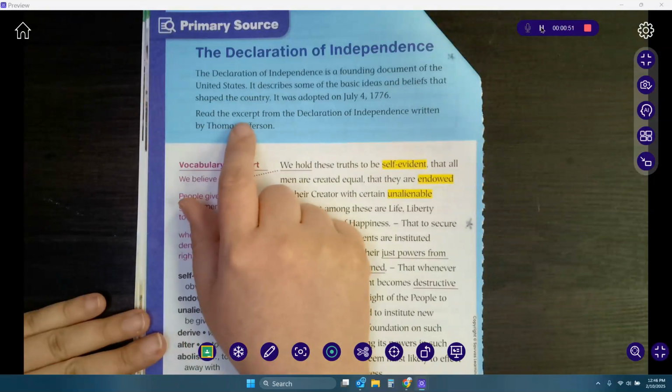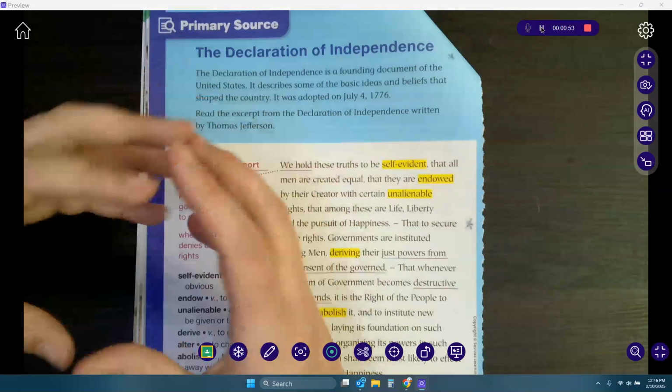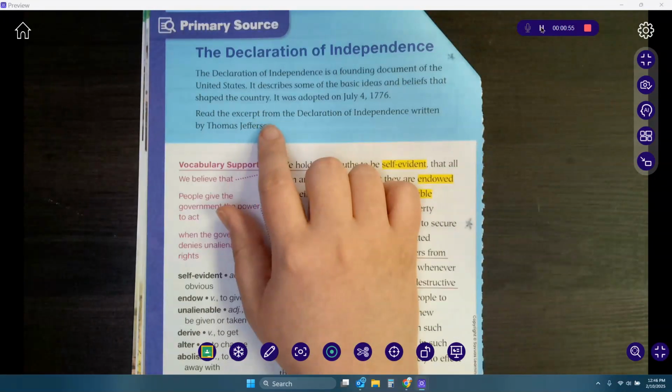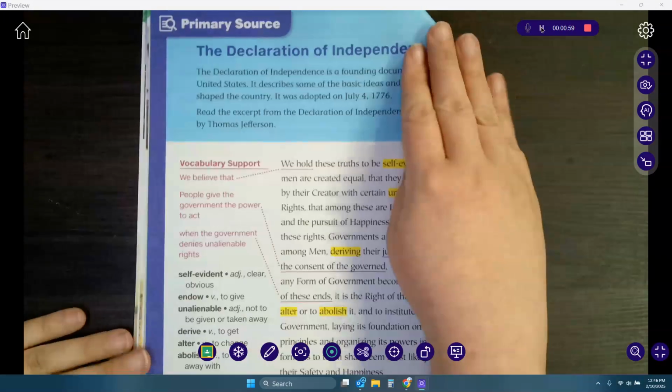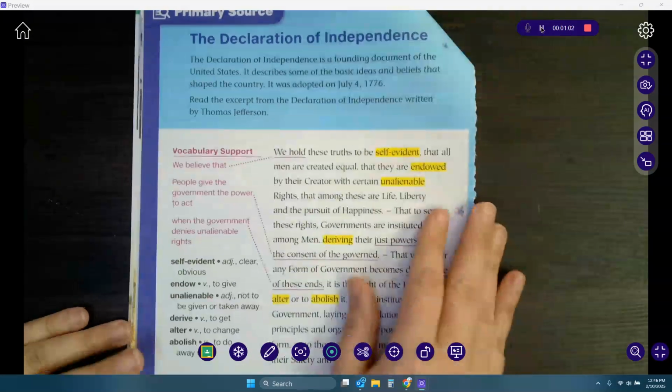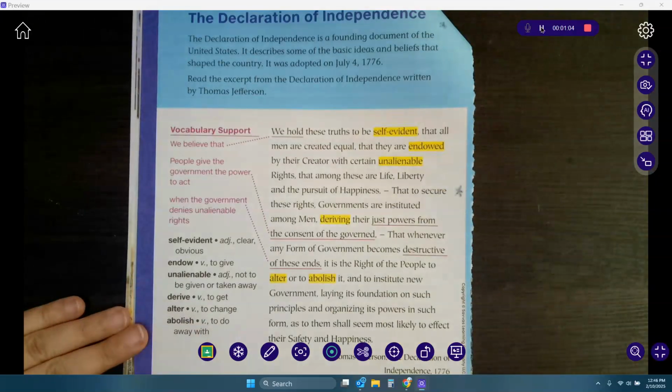We're going to read an excerpt, which means a small part of the bigger writing, from the Declaration of Independence, written by Thomas Jefferson. Okay. So before we start reading, I want you to notice we have our sidebar with our vocabulary words.